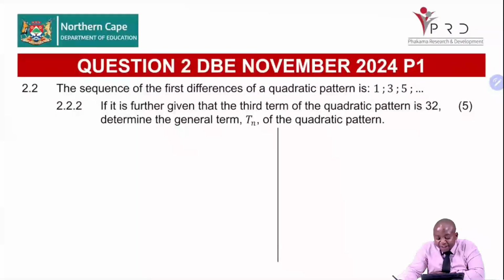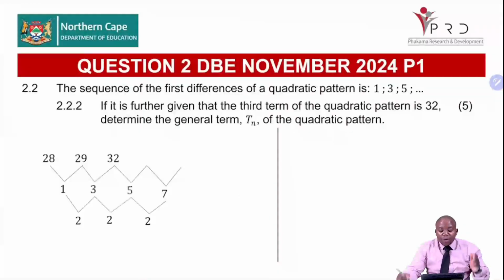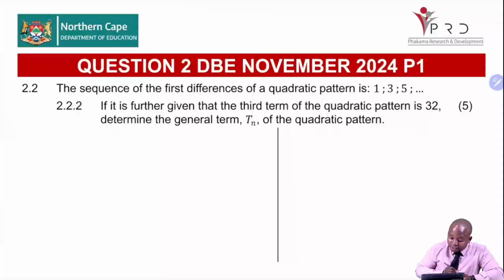It is further given that the third term of the quadratic pattern is 32. Determine the general term Tn of the quadratic pattern. How would you find the Tn of the quadratic? We have to reverse the process. How do I reverse the process? I am going to work with what I started with. Let me just go back here so we can do it.